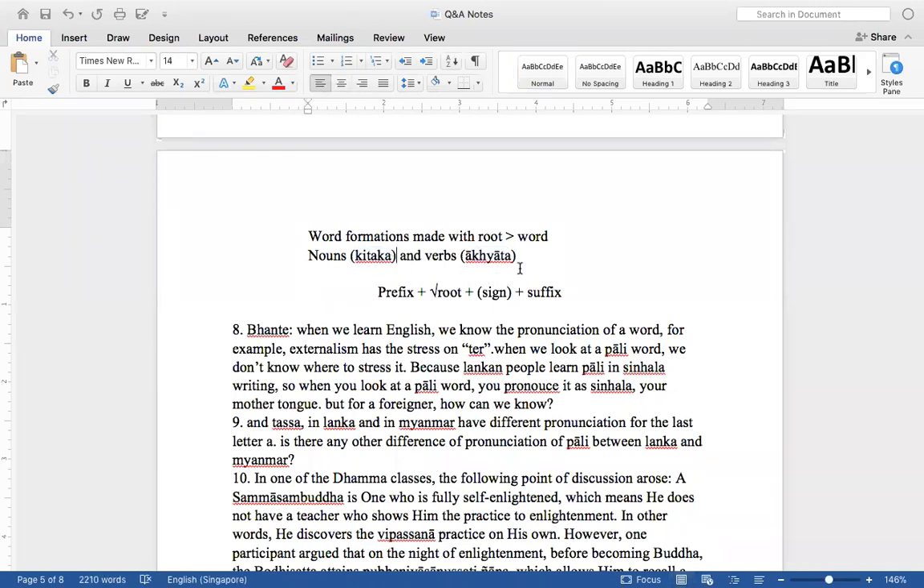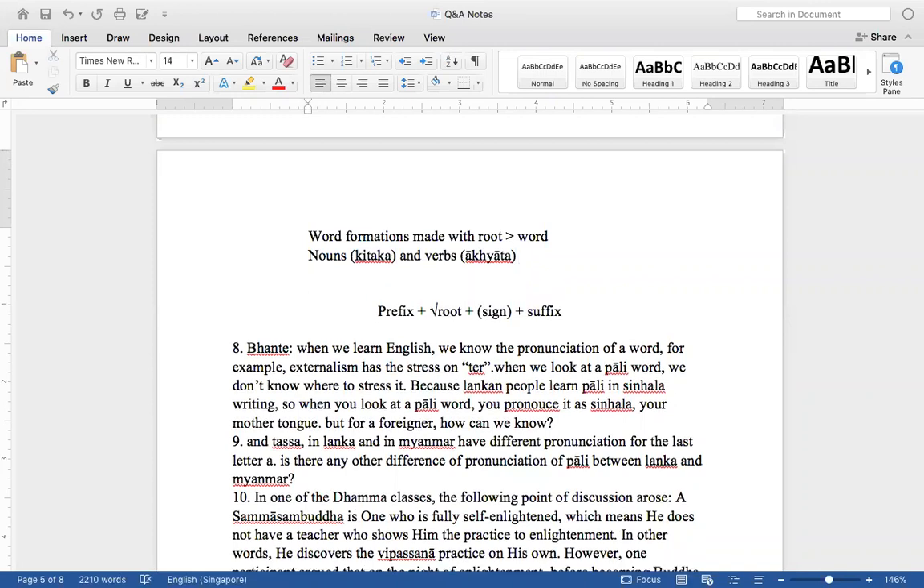Then, as extra knowledge, some students will know that these kitaka nouns can be added with another suffix, and we call it a tadita. Tadita means secondary nouns, because kitaka itself is a noun. This secondary noun is made out of a basic noun. In Pāli, the basic noun is the primary noun, and primary nouns are made out of a root.